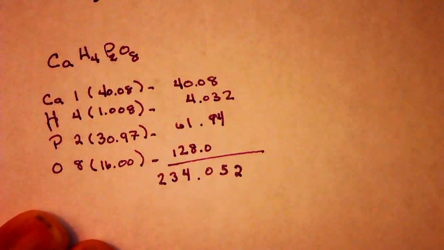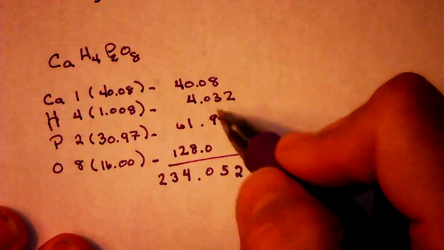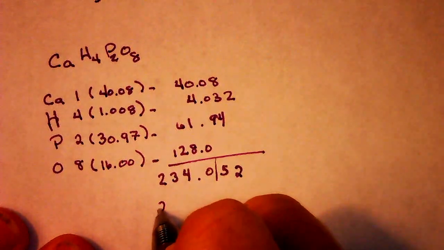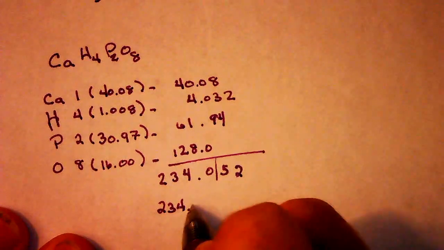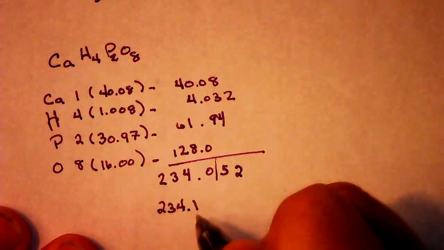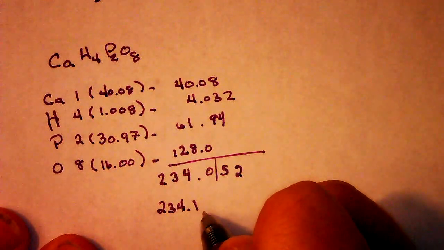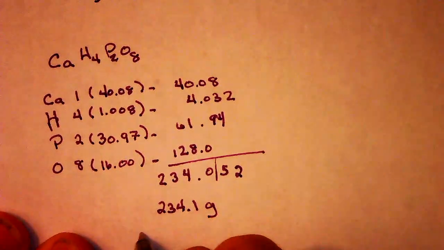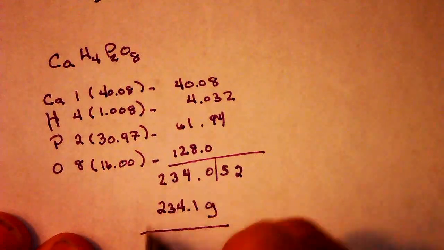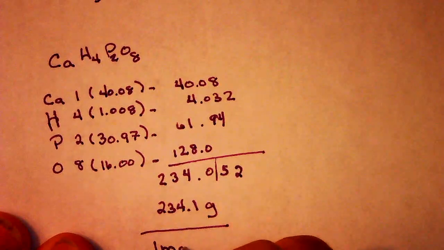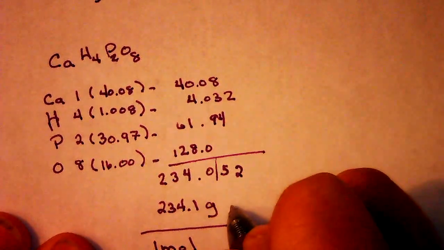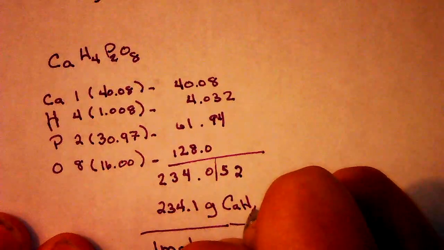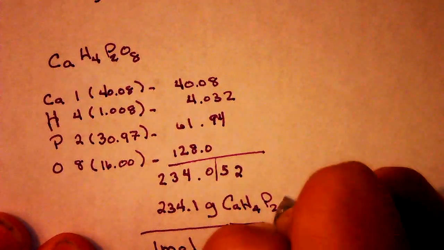All right. So adding these up, I would get 234.052. We're going to cut it off for significant digits right there. So 234.1. We've gone over significant figures, significant digits many, many times now. So if you still have questions on that, message me, but I'm going to keep moving on now. All right, 1 mole, and the substance we have here is CaH4P2O8.